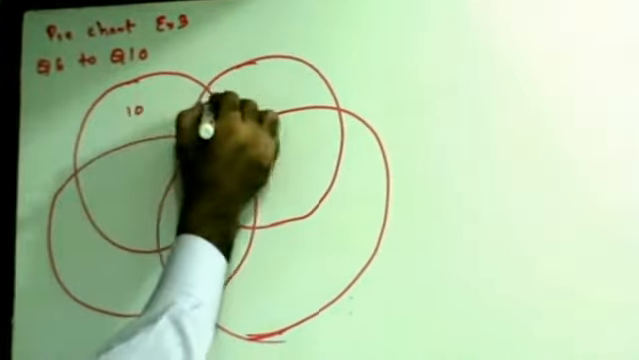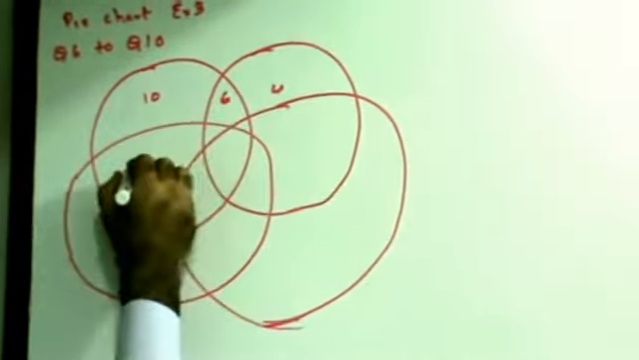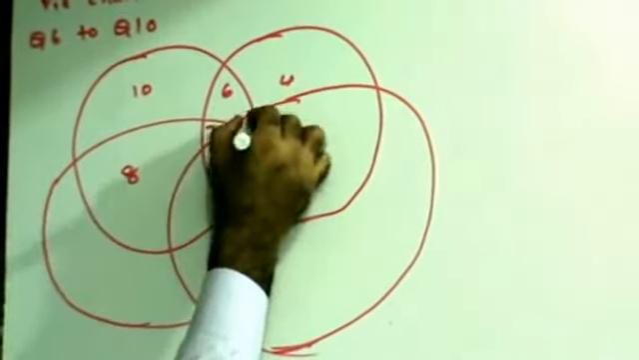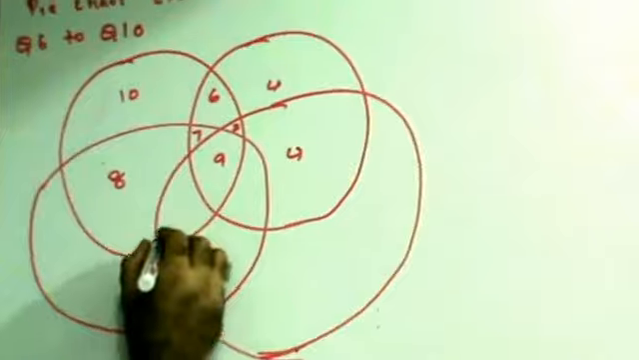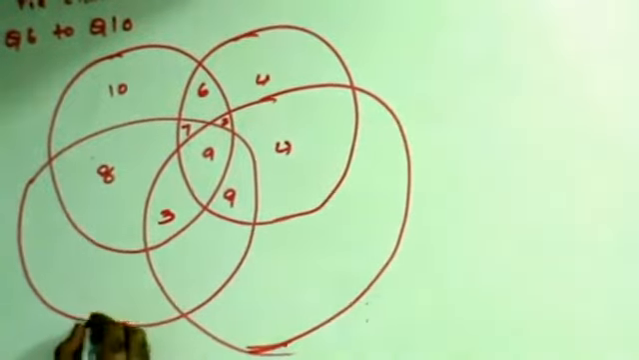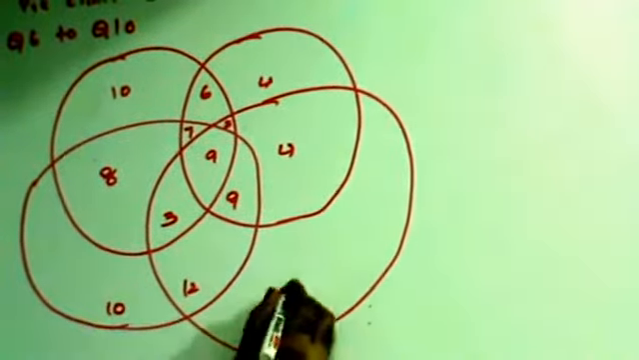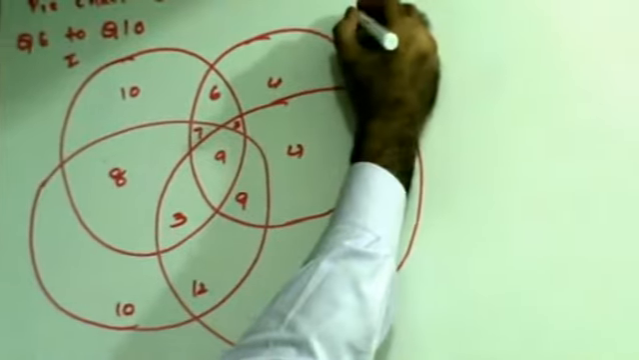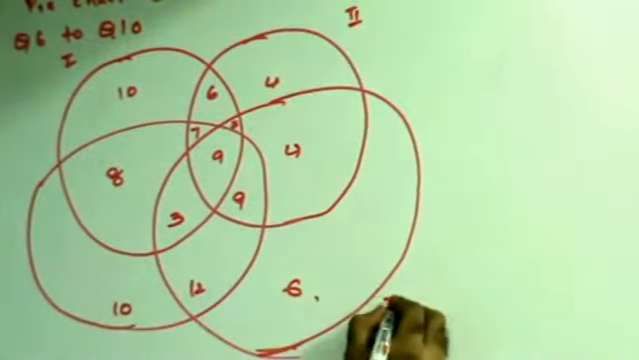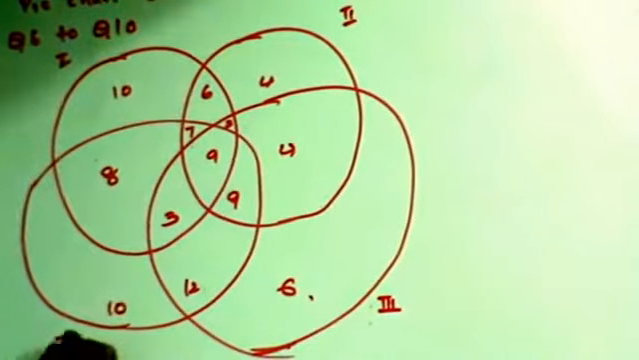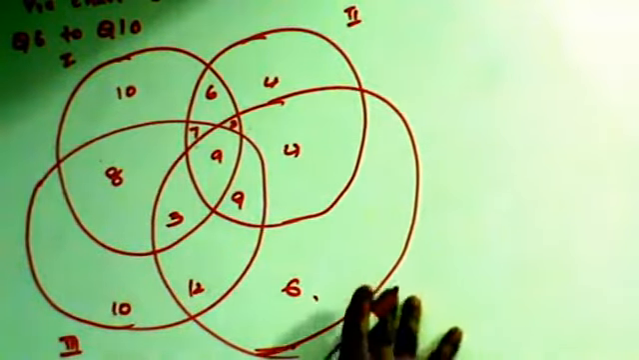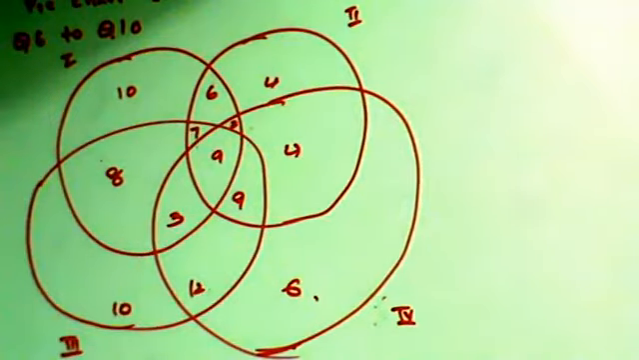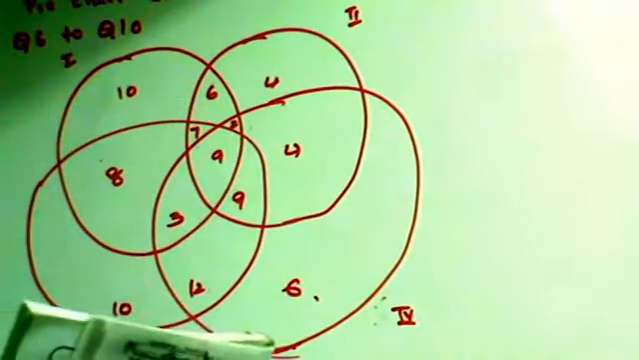See the amounts: 10, 6, 4, 8, 7, 9, 2, 4, 3, 9, 10, 12, 6. This is diagram 1. This is circle 2. This is circle 3. And this is circle 4. These are the 4 circles that are given to you.